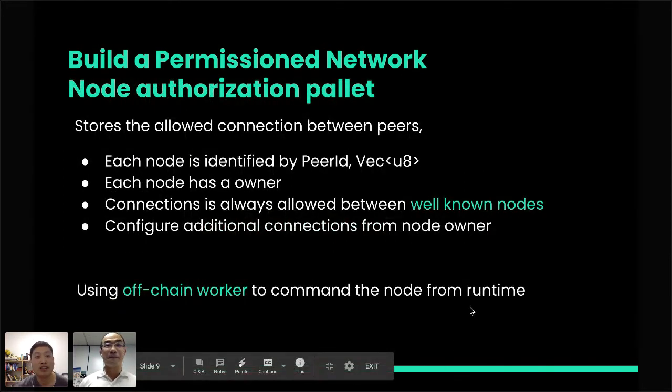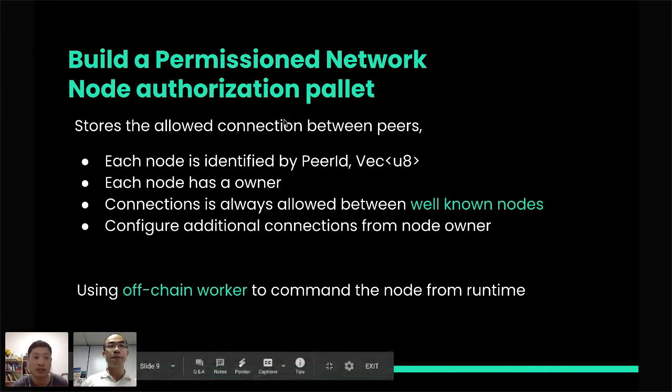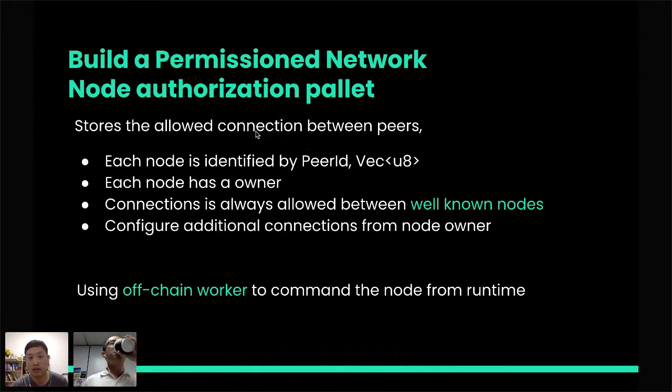So the permission feature, or partially permission connection feature, in Substrate is provided by this node authorization pallet, which is a new pallet. In this pallet, it simply stores all the allowed connections between peers. So it has a collection of maps. The key is the peer ID of one node, and the value is the allowed connections, or the target peers that it can connect to.